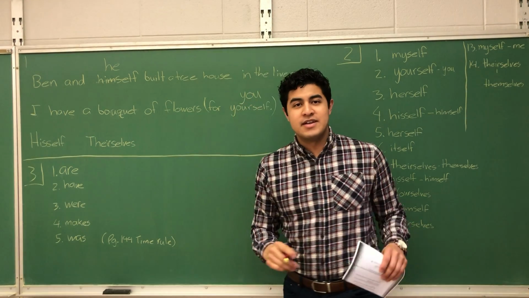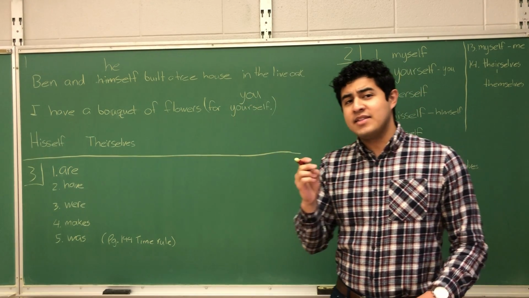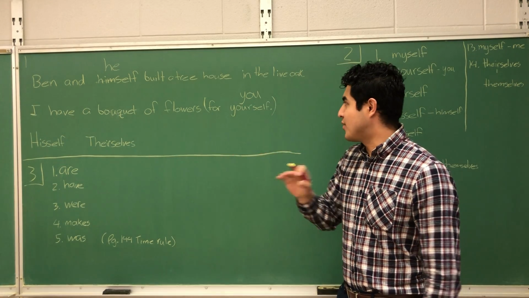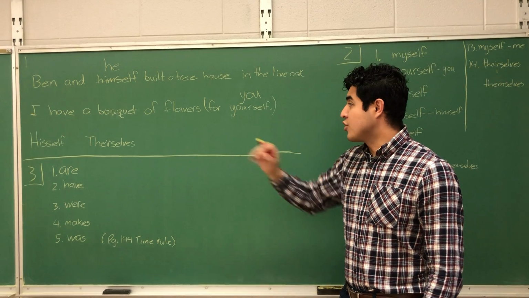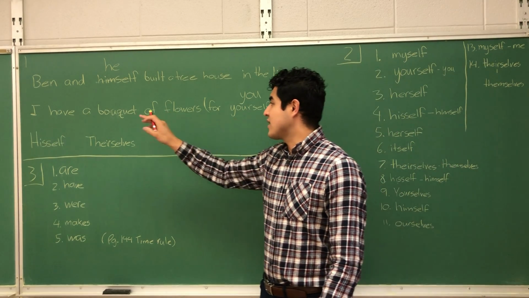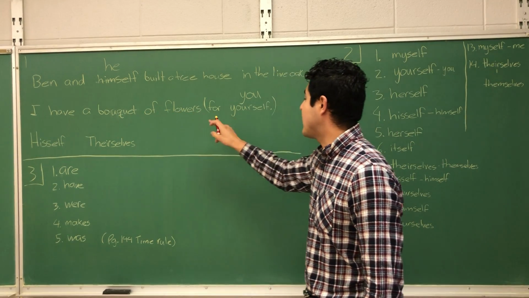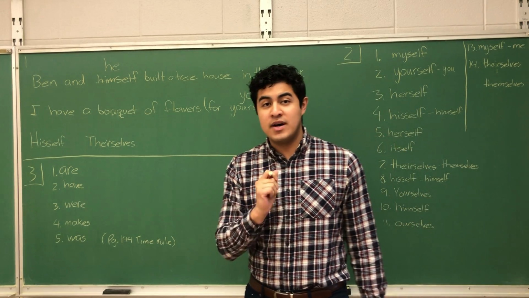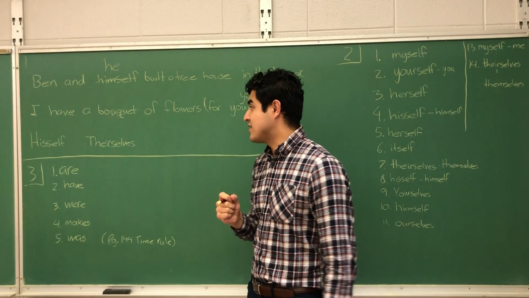Now, if you look at your list, the nominative case and the objective case personal pronoun are both you, so you're in luck. So your rewritten sentence should look like this: "I have a bouquet of flowers for you," not yourself. All right, so make sure you've written your sentence accordingly.